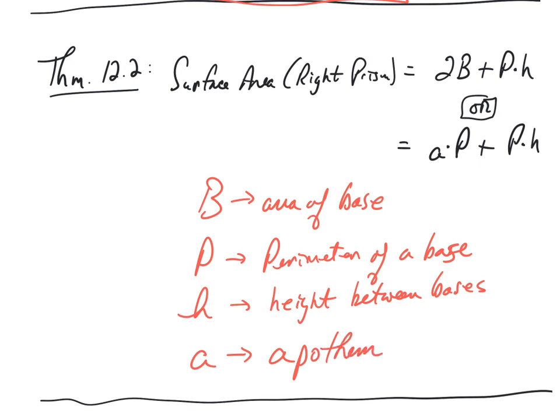So depending on the shape that's given, we'll either use the first version, 2B plus Ph, or we'll use the second version, a times P plus P times h. Okay? So please make sure you get the 2 parts of the formula down for the surface area of a right prism. All right, guys?